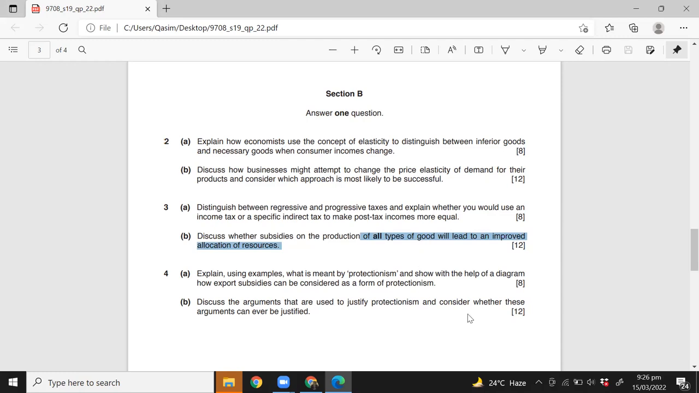Then the last question here says, explain using examples what is meant by protectionism and show with the help of a diagram how export subsidies can be considered as a form of protectionism. Then the B part to this says, discuss the arguments that are used to justify protectionism and consider whether these arguments can ever be justified. So these are the 3 questions.